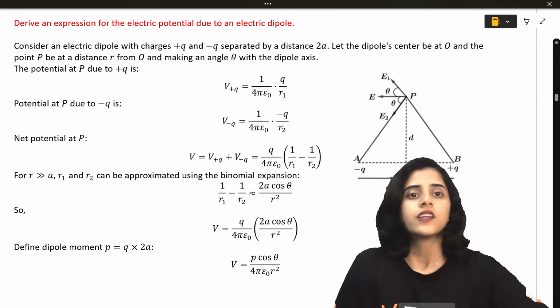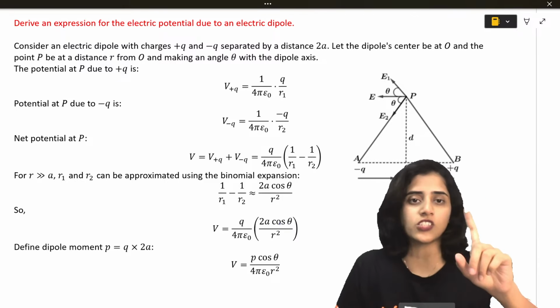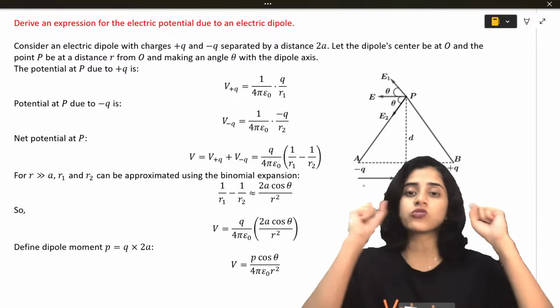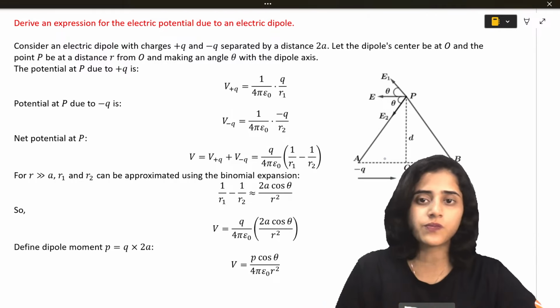Okay. Next, electrical potential due to an electric dipole. Let's consider an electric dipole with charges plus q and minus q. So, let's say you have two charges plus q, minus q, separated by a distance 2a, and let the dipole center be O.